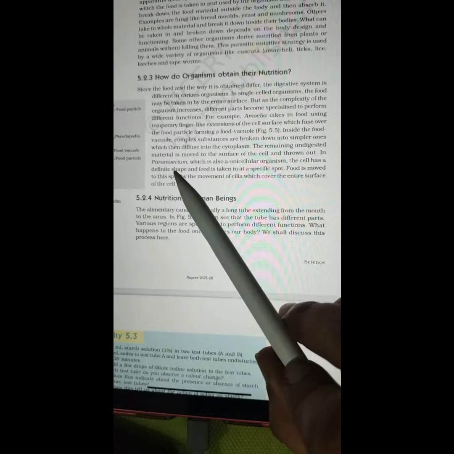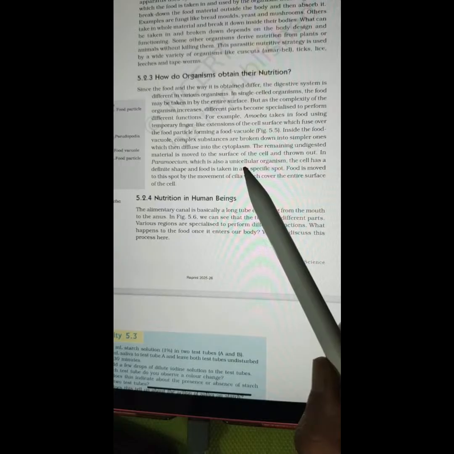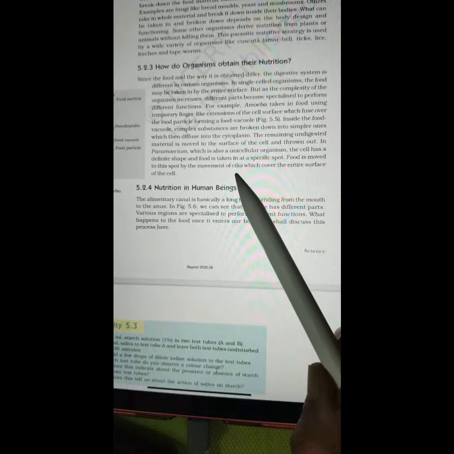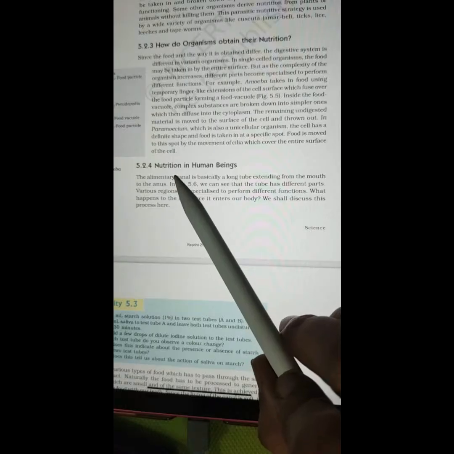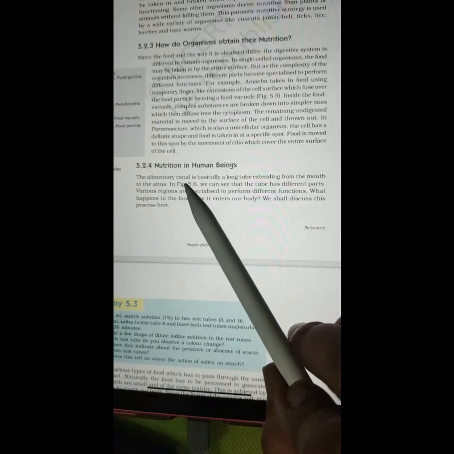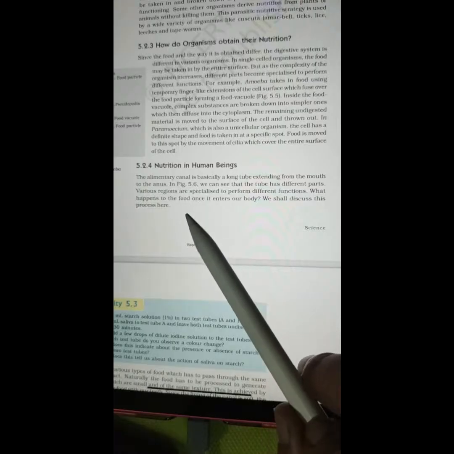Vacuole, paramecium, unicellular, cilia, nutrition, elementary canal.